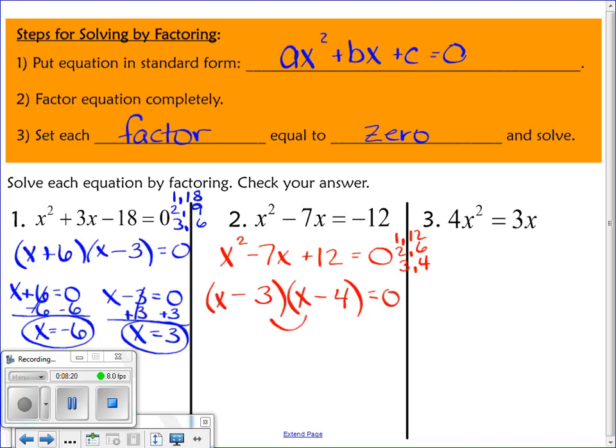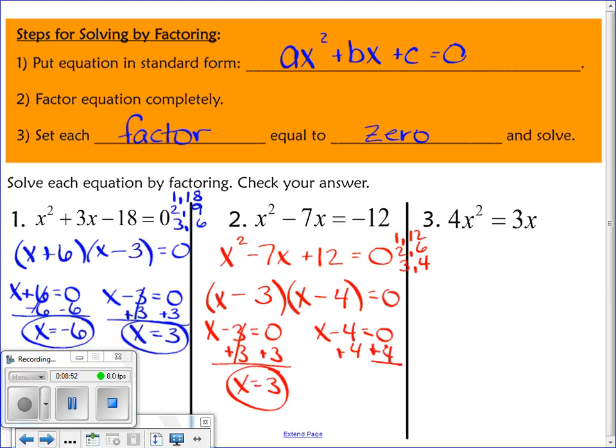And again, we can check. For those of you who aren't confident there, it would be negative 3x minus 4x gives me negative 7x. So make sure it works. For my sake of space, I'm going to erase my checking. All right, your next step is set each factor equal to 0 and solve. Good. So then we solve each one. So x equals 3 and x equals 4.